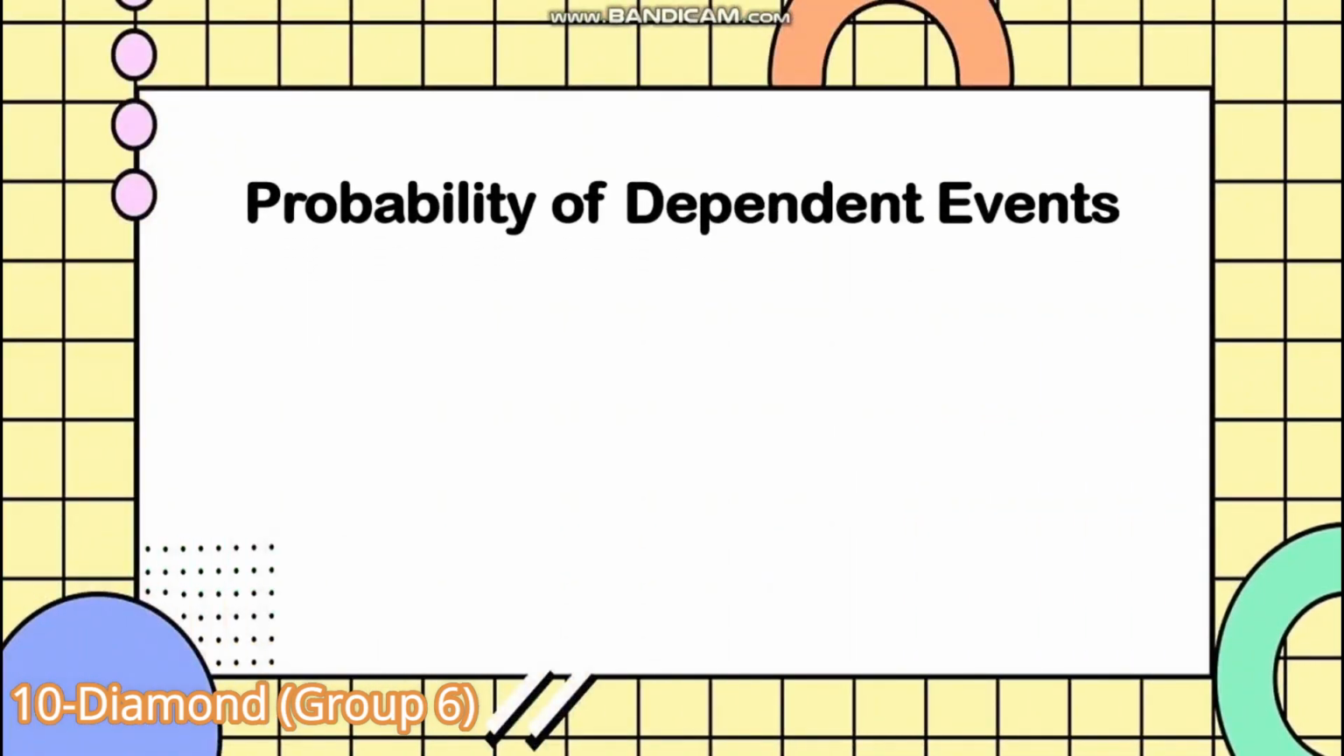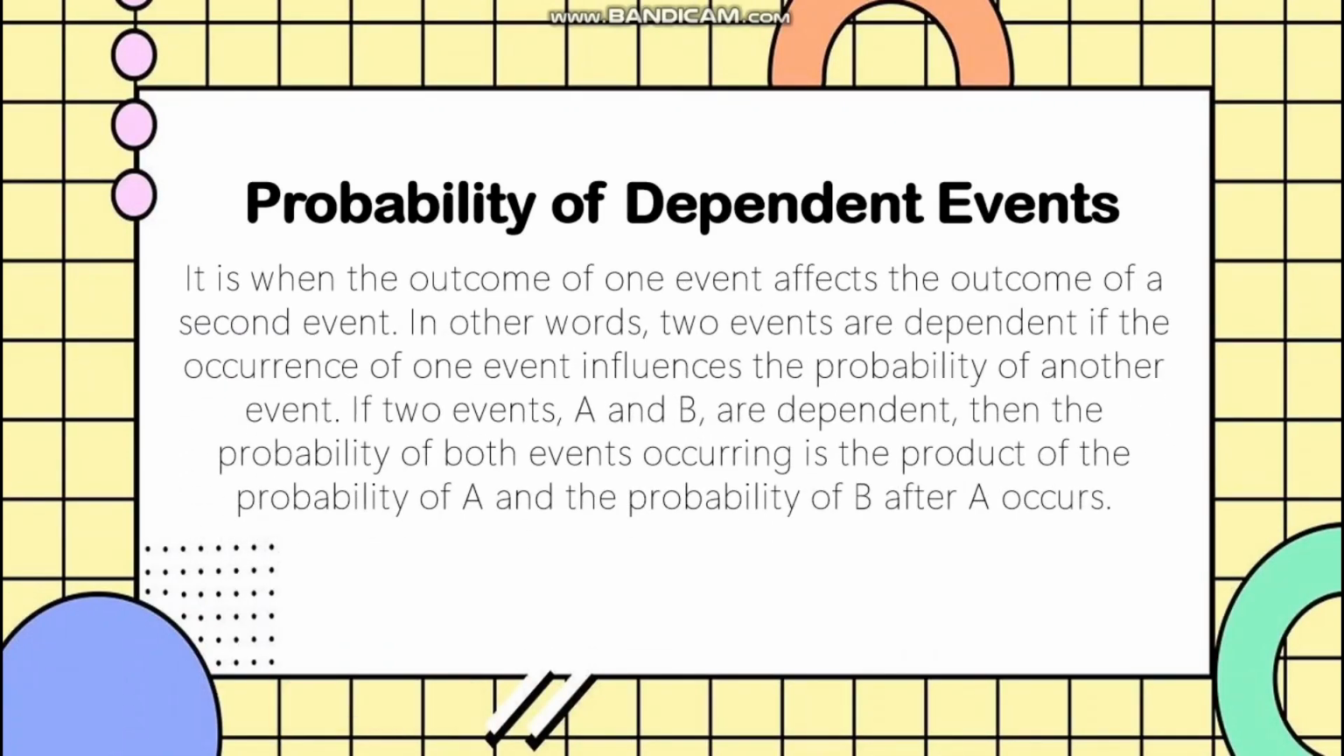Now what is probability of dependent events? It is when the outcome of one event affects the outcome of a second event. In other words, two events are dependent if the occurrence of one event influences the probability of another event. If two events, A and B, are dependent, then the probability of both events occurring is the product of the probability of A and the probability of B after A occurs. In short, the probability of A and B is equal to the probability of A times the probability of B following A.